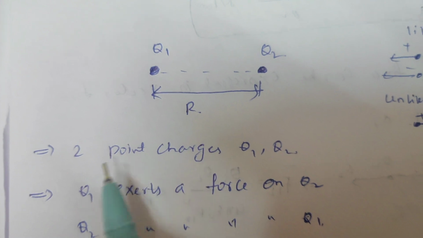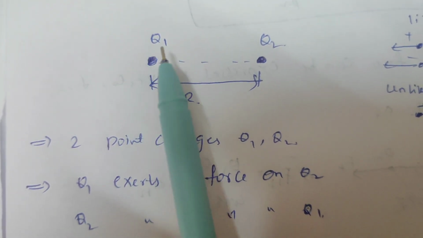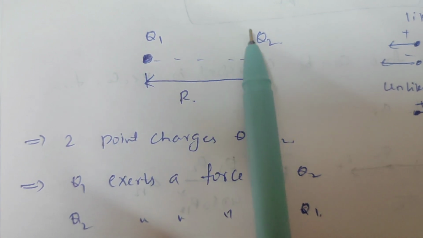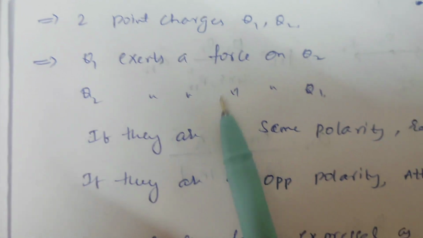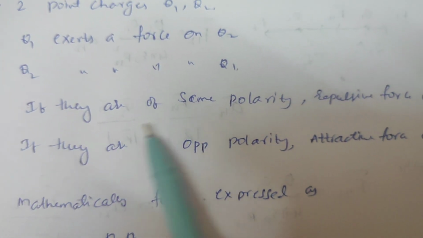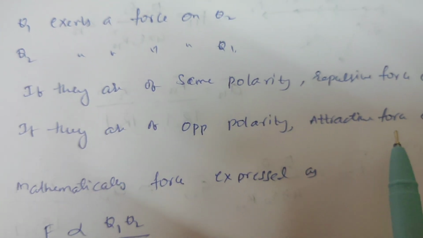For that purpose, we are considering two point charges, namely Q1 and Q2. Q1 applies a force on Q2. Similarly, Q2 applies a force on Q1. We know that if they are of the same polarity, a repulsive force will be there. If they are of opposite polarity, an attractive force will be there.